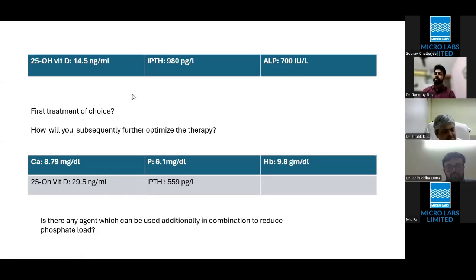And we have to monitor the calcium levels after starting calcium mimetic. We'll have to monitor calcium and phosphorus levels periodically. You are worried about hypercalcemia? It can cause hypocalcemia, sir. Yes. Next slide.